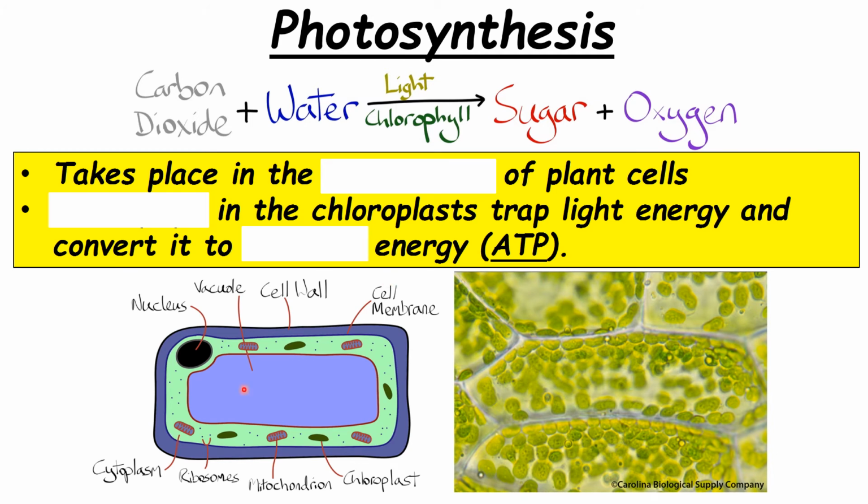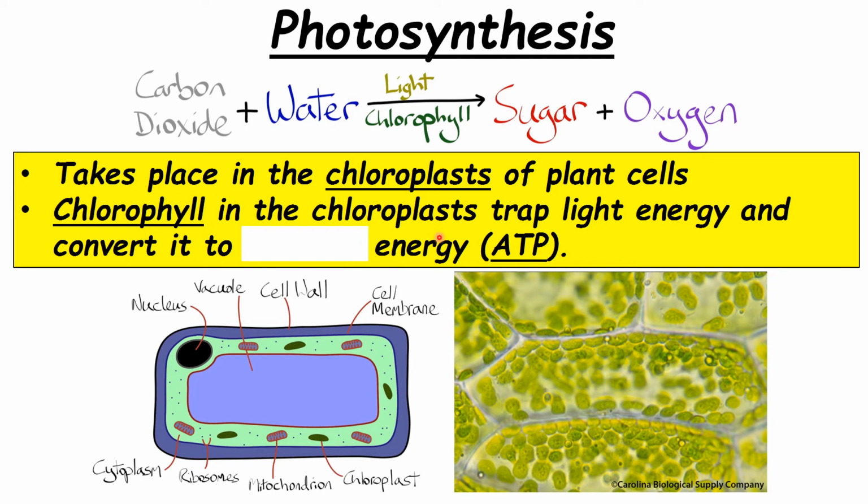Remember this? So it's happening in the chloroplasts of the plant cells, and there is also a pigment within the chloroplasts. Sounds a bit like chloroplasts. If you remember that, it's chlorophyll. So chlorophyll and the chloroplasts, they trap the light energy and they convert it into another form of energy, which is chemical energy, ATP. So there's your chloroplast there, and there is a nice image of them. They are green, and we'll explain why they're green just in a moment.